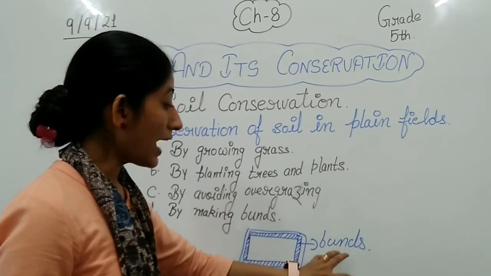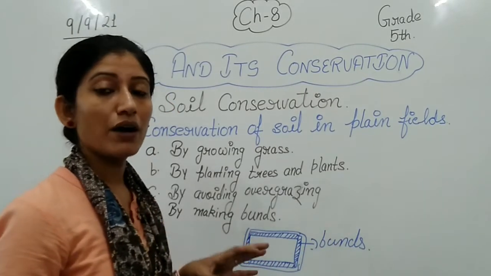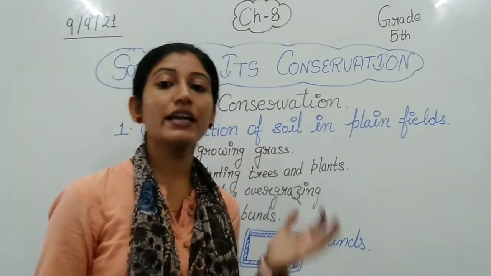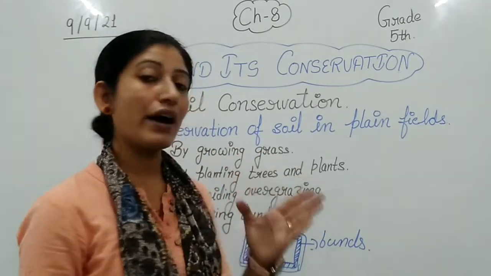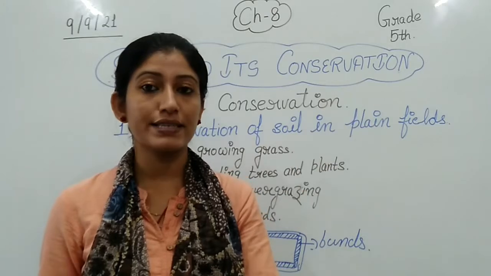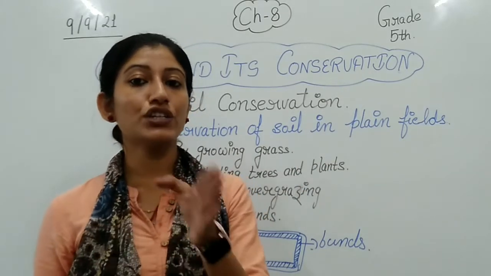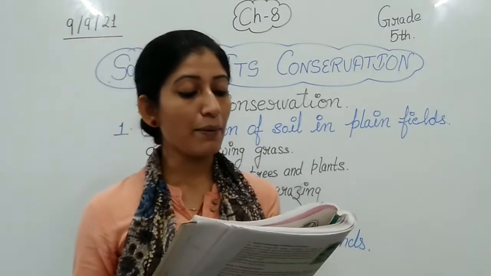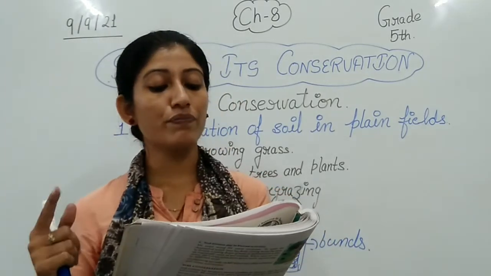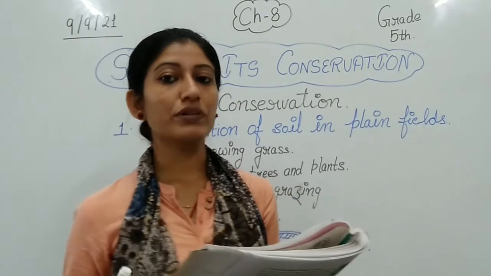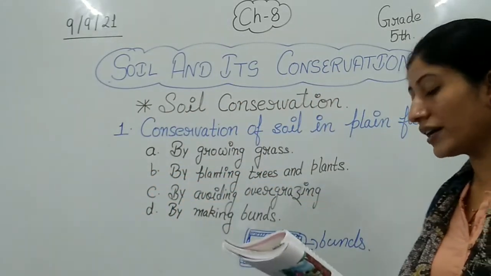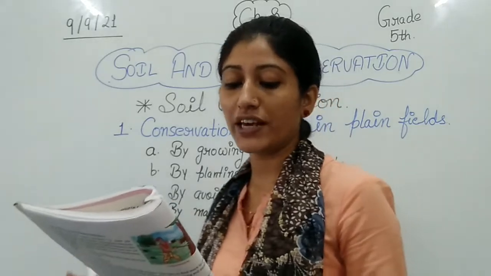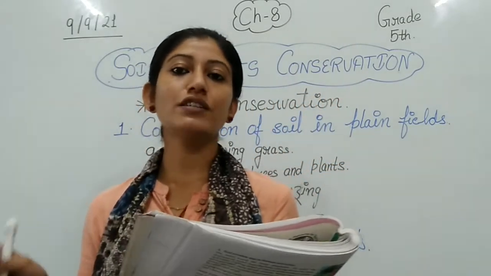With the help of these bunds, the big farms, the big fields, the big land in which we are growing crops, we can divide into parts. Let's see what is given here. It says, high boundaries of mud in the form of bunds can be built around the field, as I have shown you here. After that it says, big farms can be divided into small fields with intermediate boundaries.